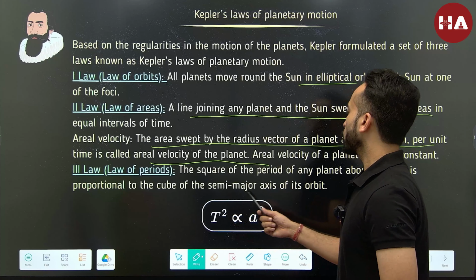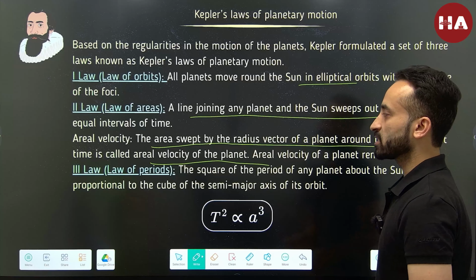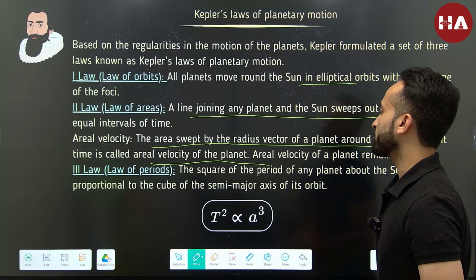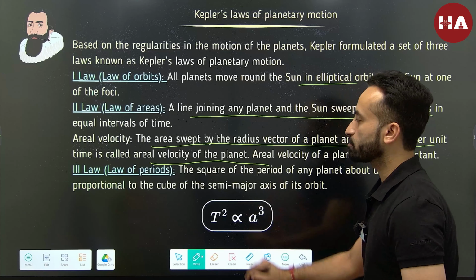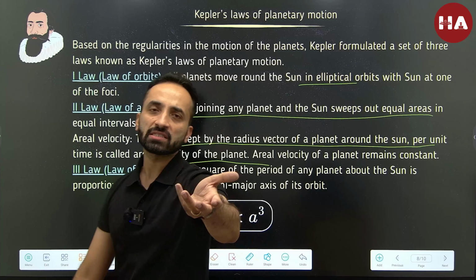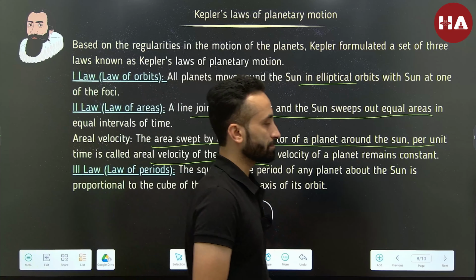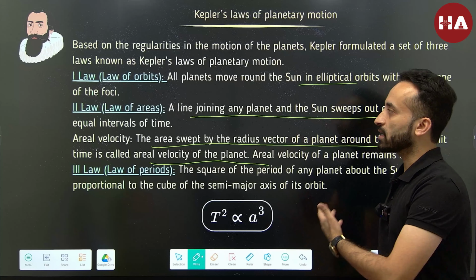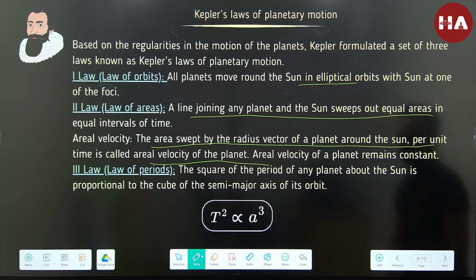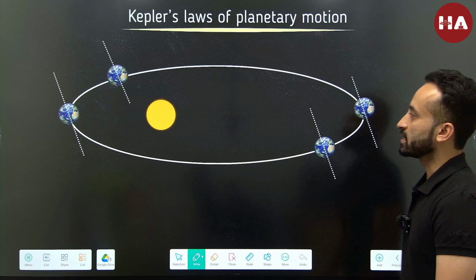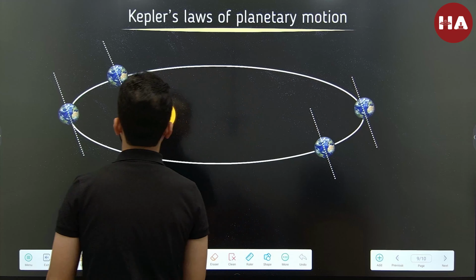Third, the square of the period of any planet is proportional to the cube of the semi-major axis. So T squared is proportional to a cube, somewhat very similar to what we have just realized. Alright, just write down the names and then we move forward. Alright, so look at this in context of Earth very quickly.